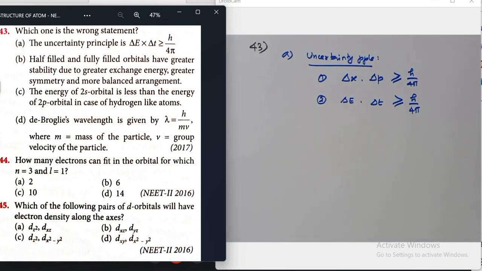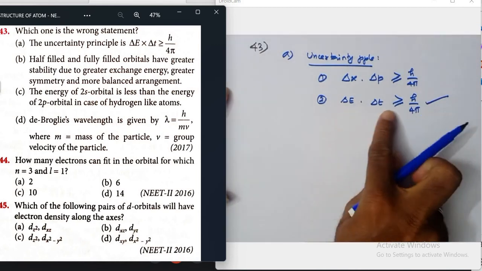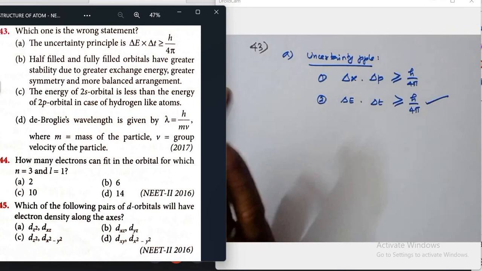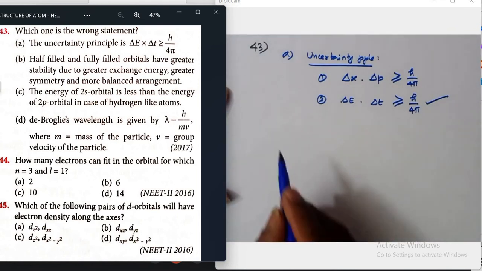We have one more uncertainty principle in terms of angular momentum, but that is not required for us. So in option A, this uncertainty principle is given. So option A is a correct statement. What about option B?